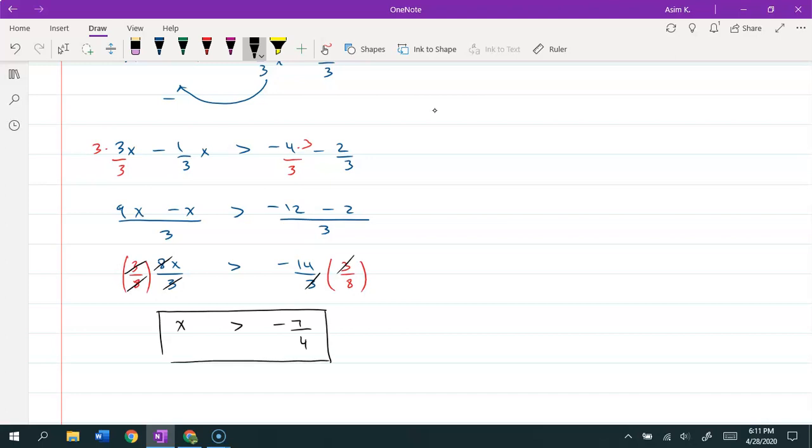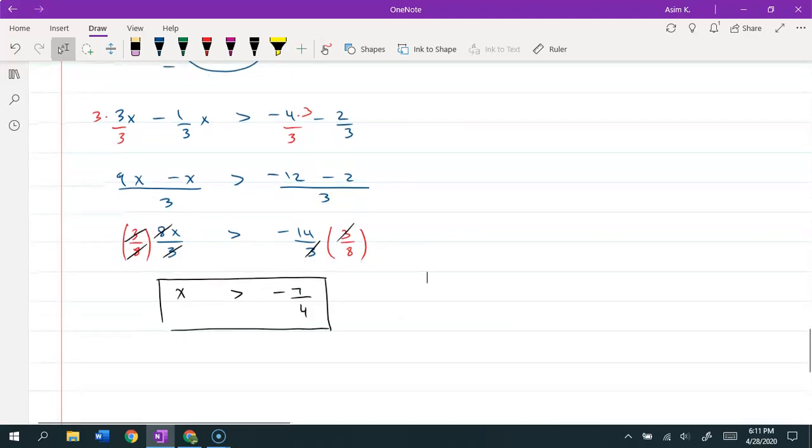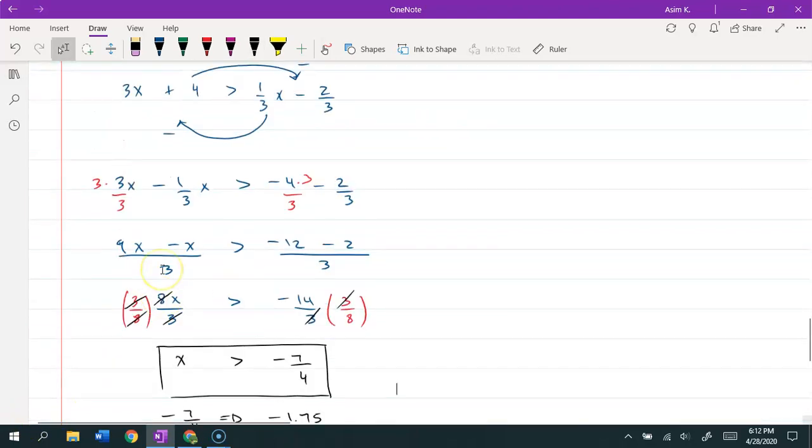Okay. Now, I just want to give you a little heads up. Many students have failed to know where negative 7 over 4 is on a number line. Please realize if you don't know where negative 7 over 4 is, put it in a calculator and you'll realize it's negative 1.75. Okay, so that's a number between negative 1 and negative 2, right?